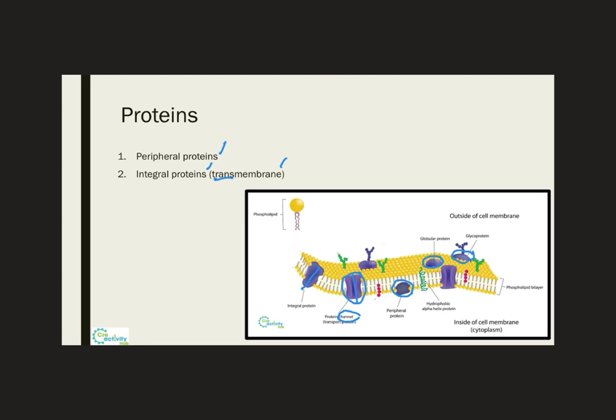Now, other channels are what we call gated channels, meaning that they will have like a gate that opens and closes. And this will allow for regulation of material that is wanting to pass through them. Examples of gated channels are ligand-gated ion channels and voltage-gated ion channels, where ligand-gated ion channels open when a chemical ligand, such as a neurotransmitter, binds to the protein, and voltage-gated ion channels will open and close in response to changes in the membrane potential.